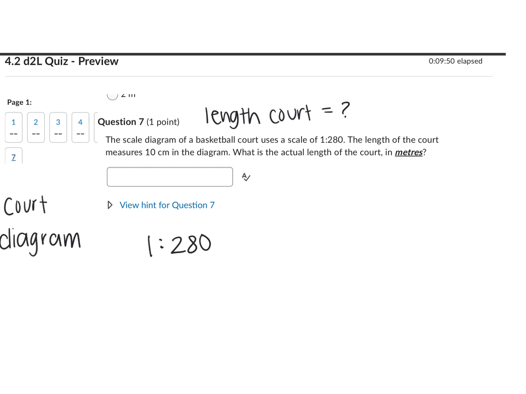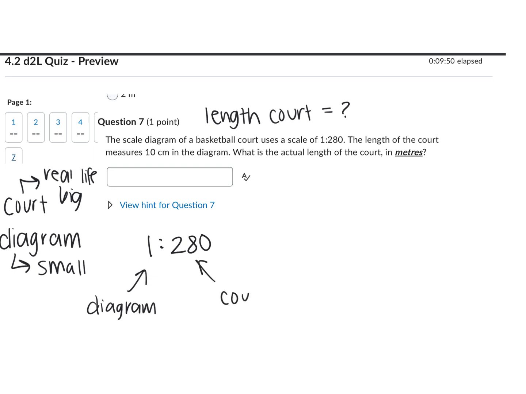Here we should be able to recognize, because of the context, that the diagram is going to have to be the small version, because it is going to obviously be littler than the actual court that people are playing on, because this is the real life, and so this is big. Because of that, we can now make the association that 1 belongs to the diagram and that 280 belongs to the real life court.